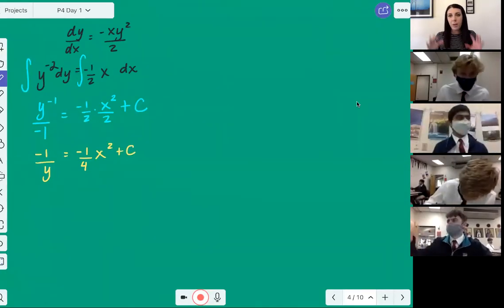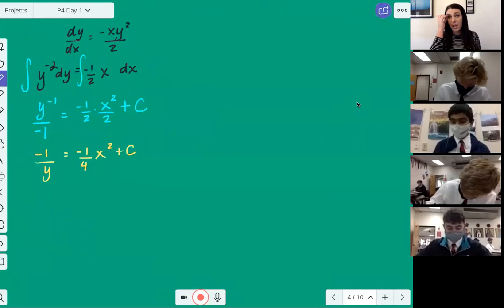So we get negative 1/4 x squared plus c. Again, it's generally helpful to combine constants and move them out in front as multiplication. Even if there's division, just make it 1 over.